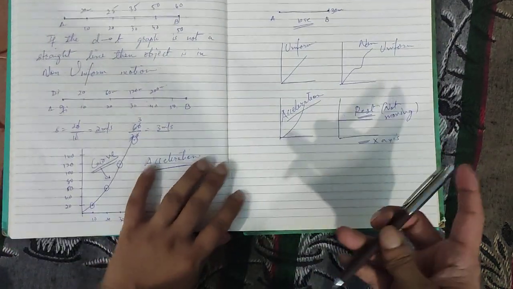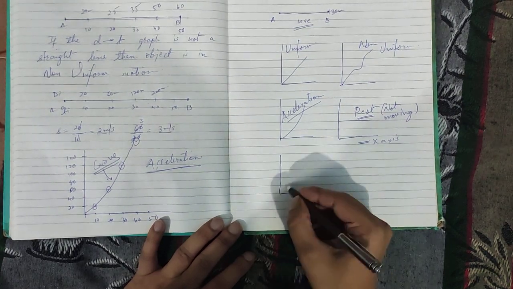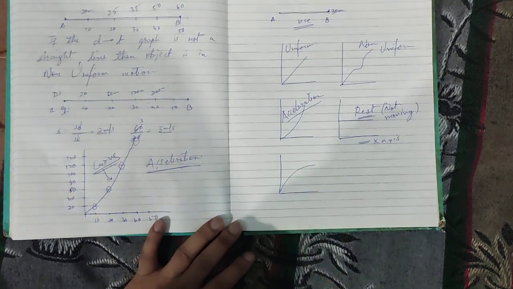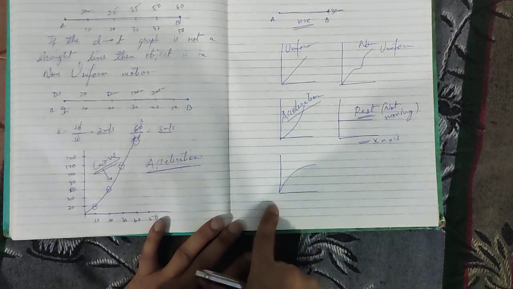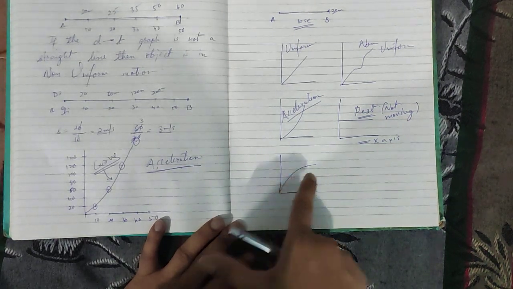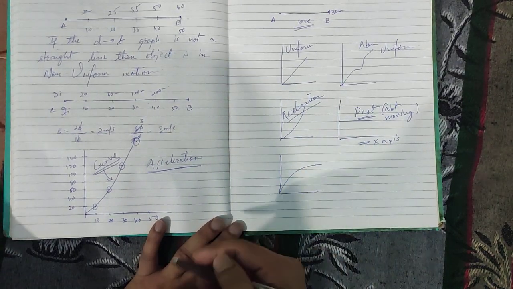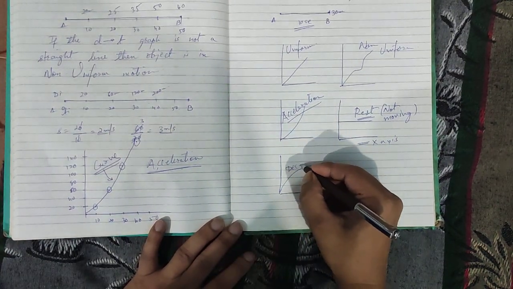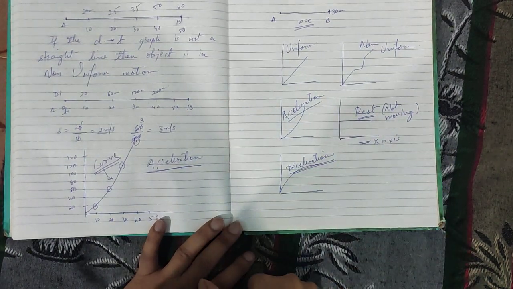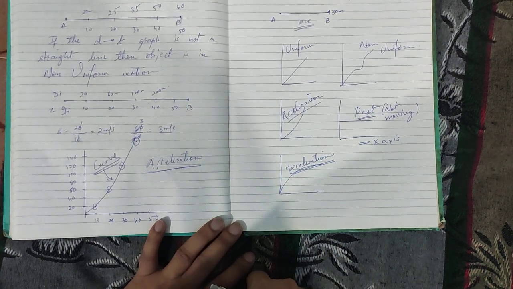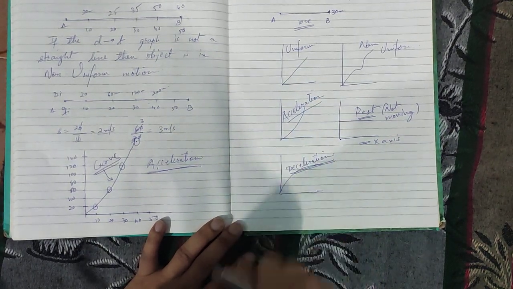Now one more thing to understand is that if the graph is a curve but in the other direction like this, it means that in the beginning it was covering more distance, but then slowly, as time progressed, it covered less distance, and ultimately it came parallel to the x-axis. That means it has come to rest. Such a graph is deceleration, in which it is covering less and less distance, so its velocity is decreasing. So acceleration is a curve in that direction and deceleration is a curve in this direction.